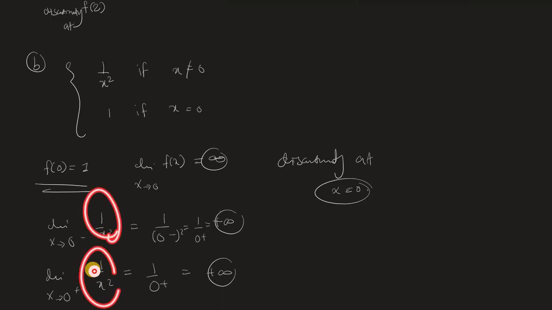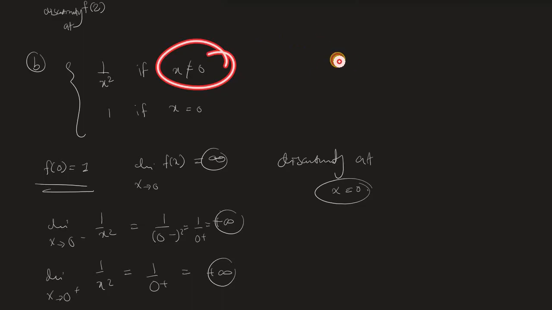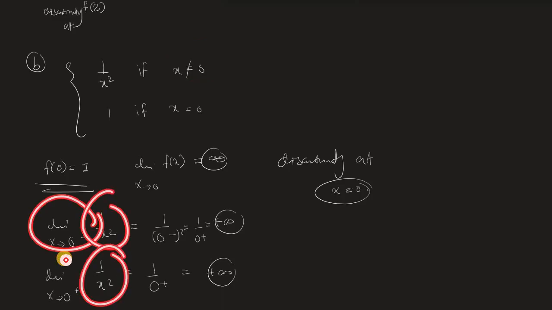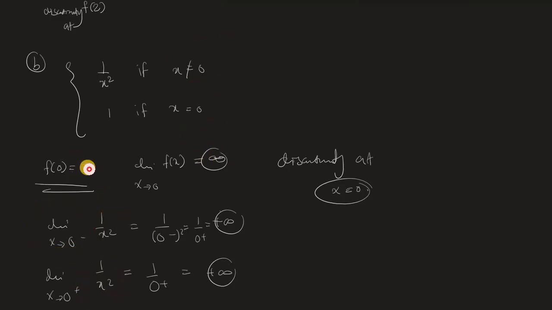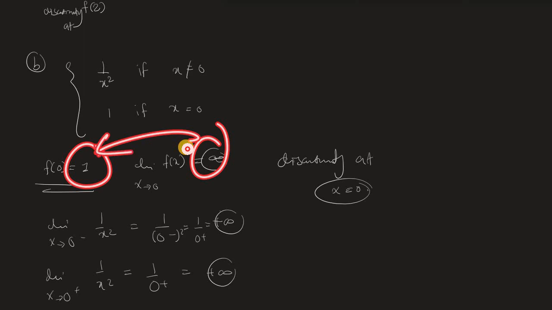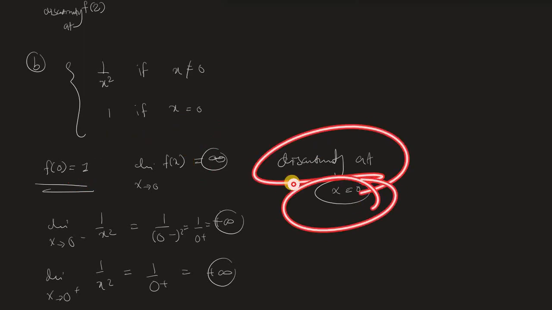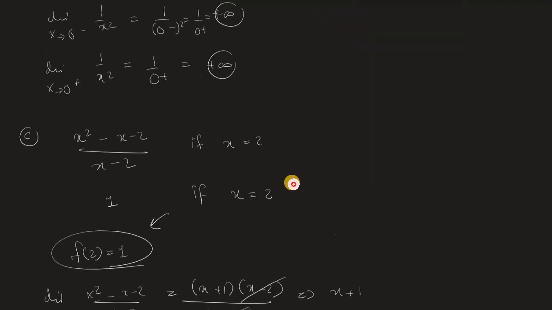And why did we choose this function, 1 over x squared? It's because this function exists everywhere except for x equals 0. This function is continuous everywhere except for x equals 0. So that's why we chose this function to find the limit. And since those two values do not match up, again we have a discontinuity at x equals 0. So the function is not continuous, right?